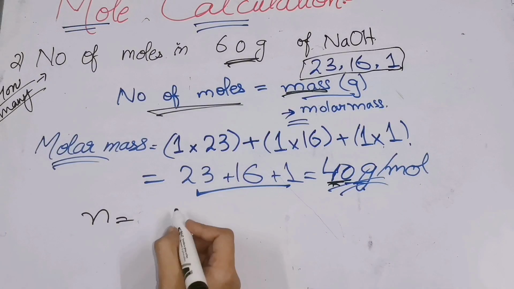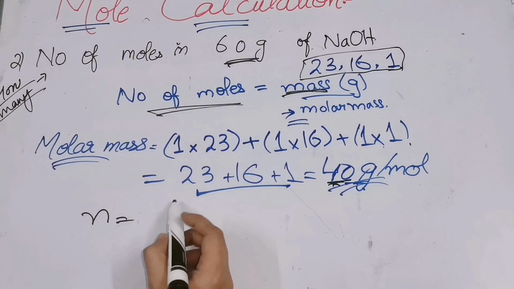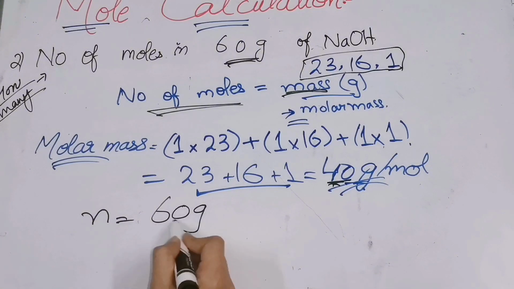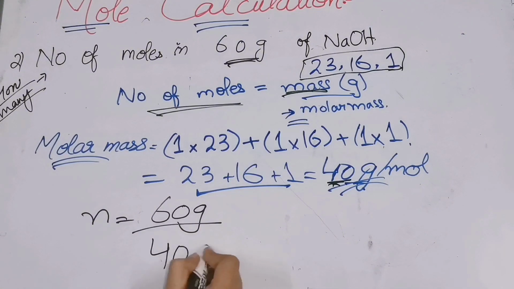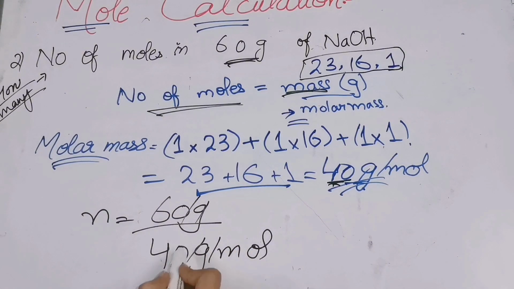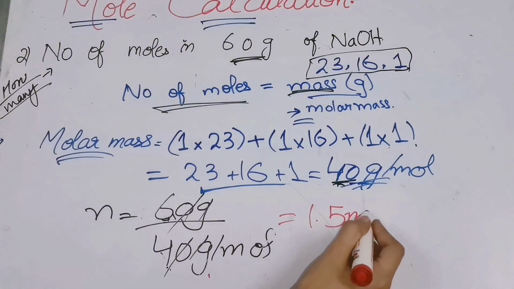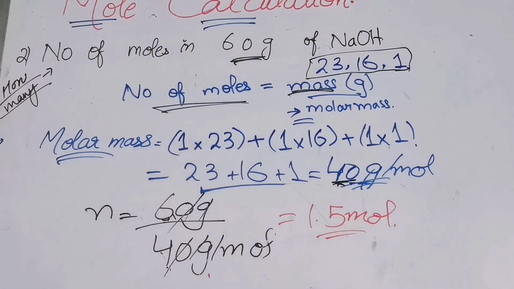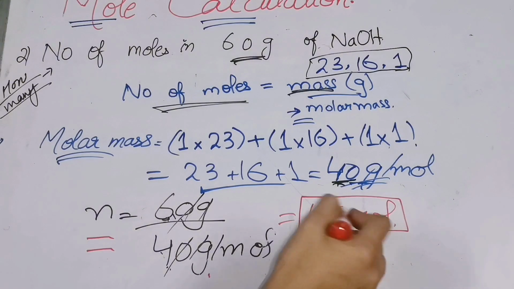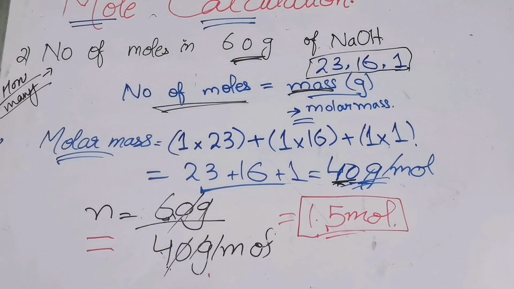Number of mole will be equal to mass in gram, which is 60 gram divided by 40 gram per mole. This gram and gram will cancel each other, and this 0 and 0 we can cancel, or we can directly divide them. Then we will be left with 6 and 4. When we divide these, we will get an answer 1.5 mole. Okay, so we get to know how many moles are present, 1.5 moles. Now let us go on to the next numerical.